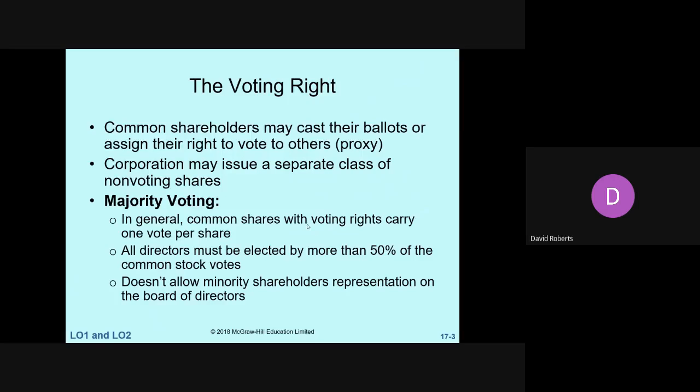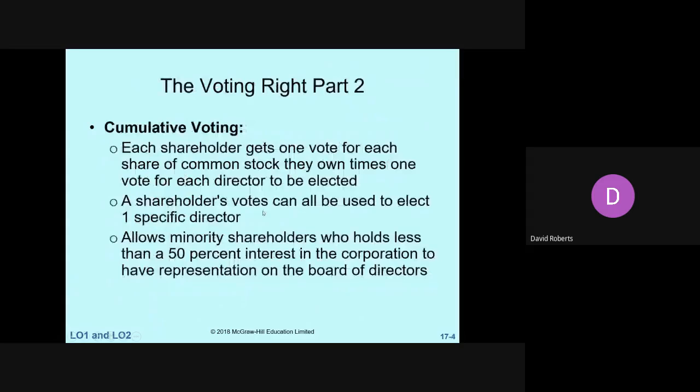So let's go through what cumulative voting is. Majority voting is the most common type of voting, and simply you have so many shares. If you have 50% plus one, you can vote in the entire board of directors. So you simply vote for director A, B, C, and you can only vote once for a particular director. With cumulative voting, you're allowed to, in essence, combine your votes.